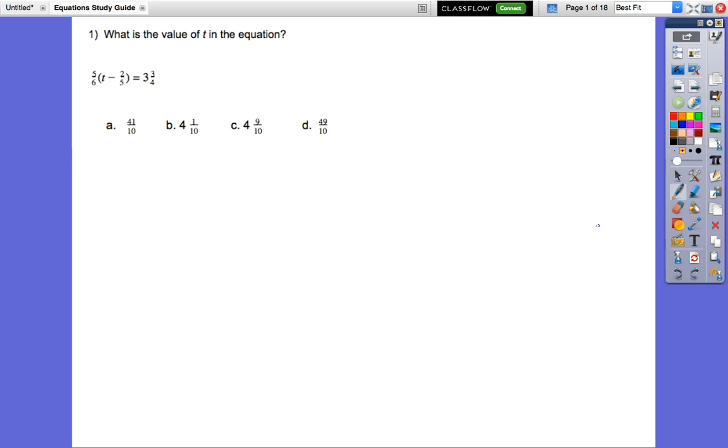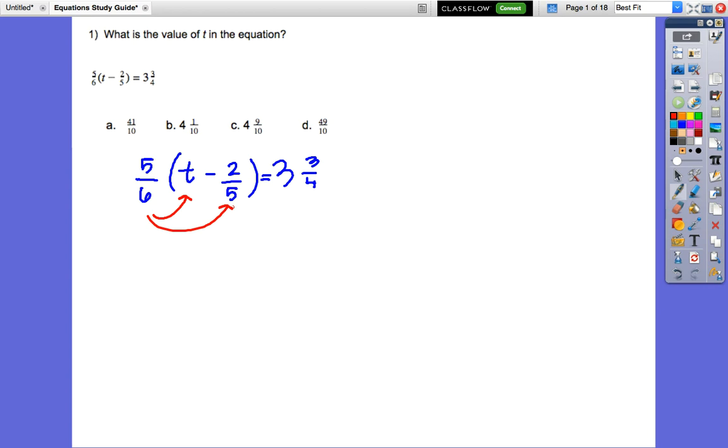What is the value of t in the equation? We have 5/6 times (t minus 2/5) equals 3 3/4. So I'm going to rewrite this down here so that I can rework it. All right, so the first thing that we're going to have to do is use distributive property. So we're going to distribute this 5/6 to everything in this parentheses.